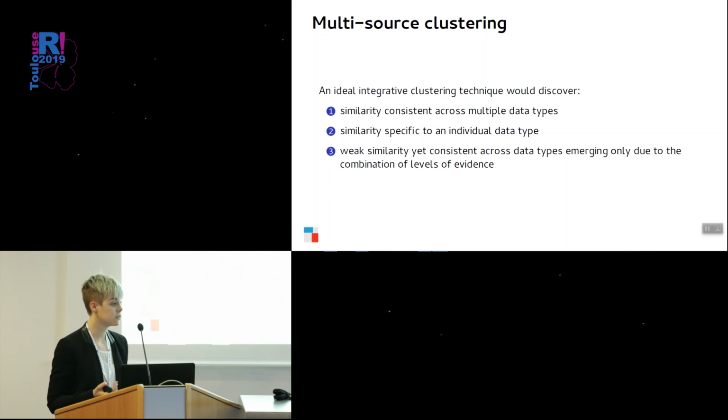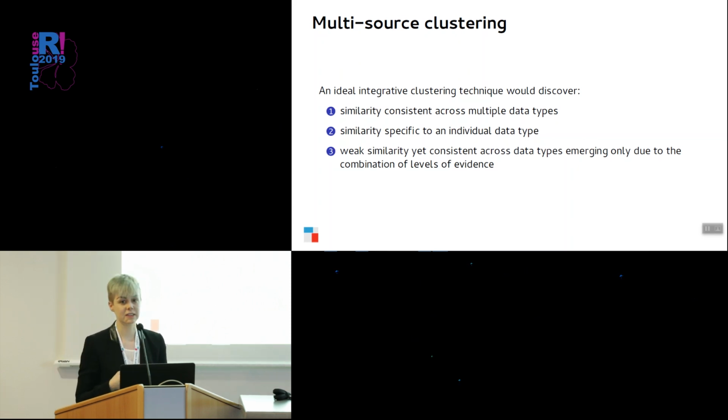There are 3 objectives which we would like to see in the end result. Such an ideal integrative clustering technique would like to discover, first, similarity that is consistent across the multiple data types. If I find objects that are similar on dataset 1 as well as on dataset 2, I would like, of course, to see this in the end result as well.